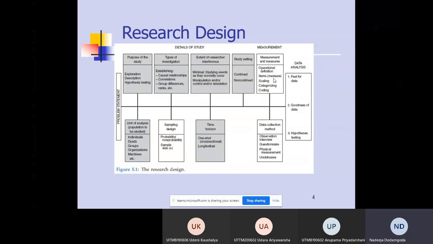Okay. Now let me explain. This one says that the research can be categorized based on the purpose of the study into one of these three. You can see exploration, description, hypothesis testing.